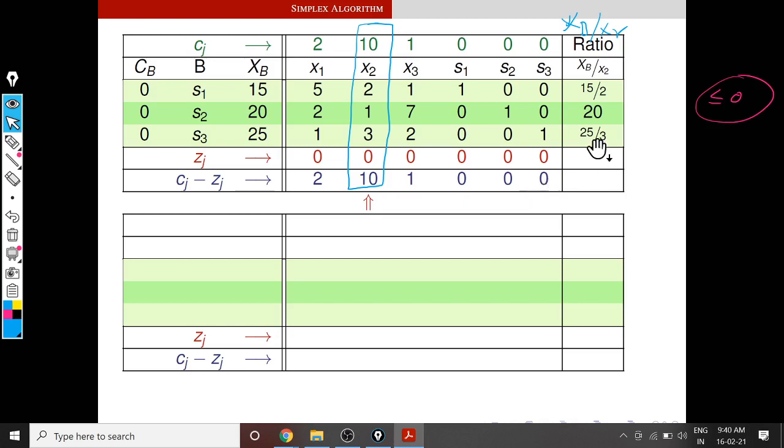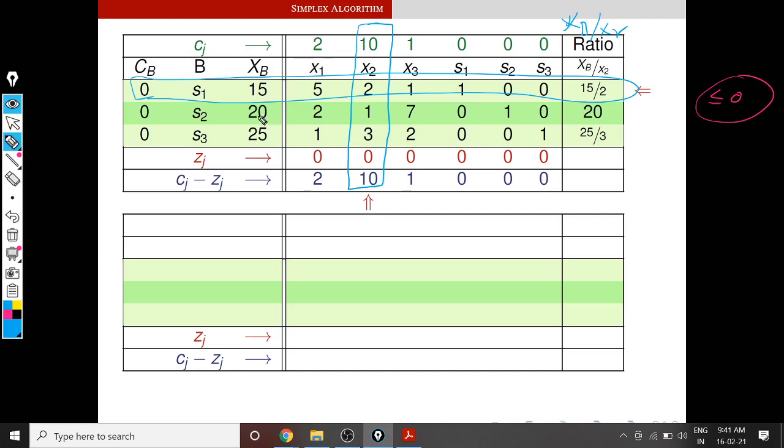15 by 2. So this row will leave the basis. Here 15 by 2 is the minimum out of these ratios. That means this row will leave the basis. So S1 becomes non-basic and x2 becomes basic in the next iteration. All other variables are in the same status.